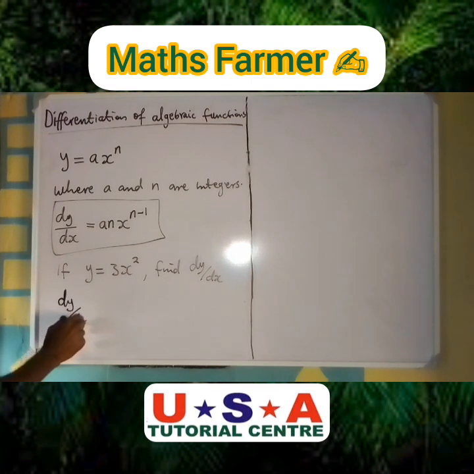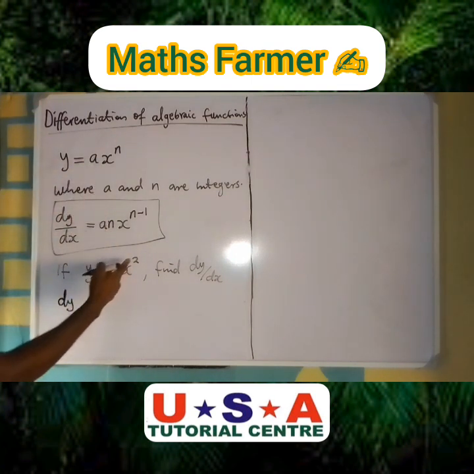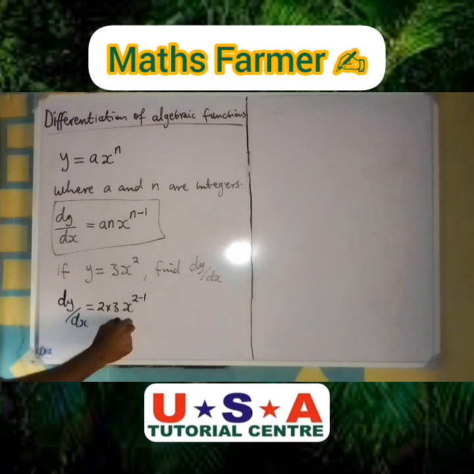dy dx is equal to, looking at the method we use here, we use the power to multiply the coefficient of x. 2, that is 2 times 3, and 2 minus 1. This will give us 2 times 3 is 6x. Then 2 minus 1 is 1. So this is simply 6x. Therefore, dy dx is equal to 6x.